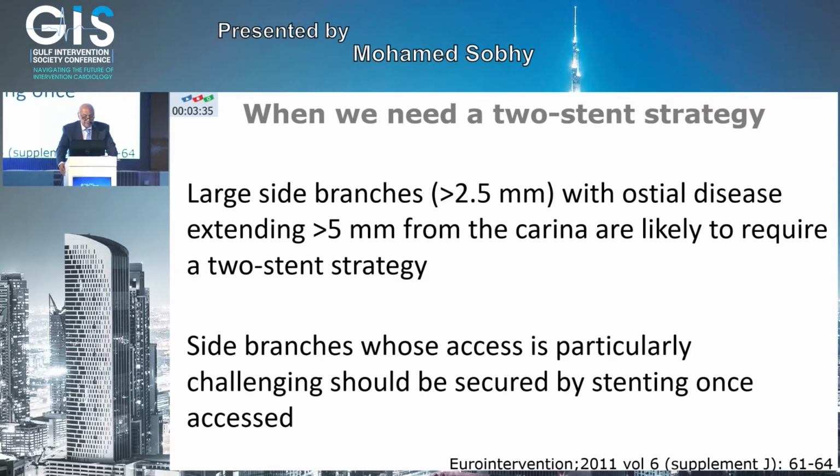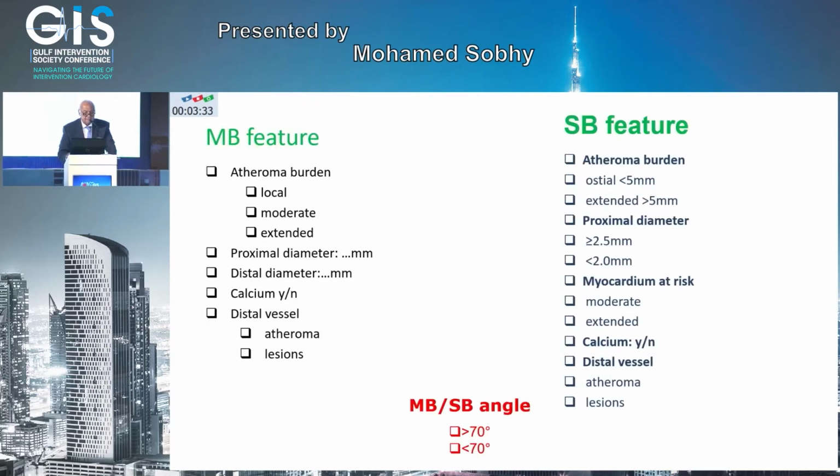Side branches whose access is particularly challenging should be secured by stenting. This is the feature of the main branch and side branch. You have to look at the main branch for the atheroma burden, with a local, moderate, or extended lesion, the proximal diameter of the main branch, the distal diameter, and the presence of calcium or not in order to make modifications of the calcium, and whether the distal vessels have lesion or atheroma. When you go to the side branch features, also atheroma burden, ostial, extended, proximal diameter more than 2.5 to less than 2, what's the myocardium at risk, the calcium and disturbance. These are the features when you're looking at your vessels to take a strategy, and then you look at the angle, more than 70, less than 70.